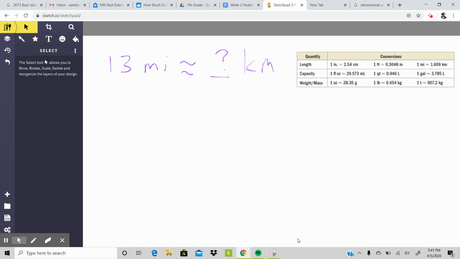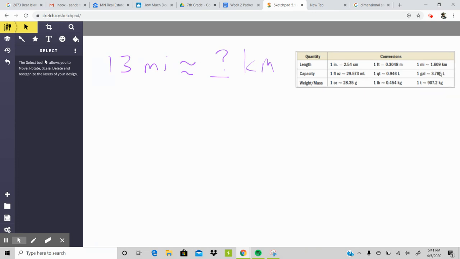In this first video, I'm going to show you how to go from the smaller of the two numbers, the left side of the equal sign. In this case, we're going from miles to kilometers. In another video, I'll show you how to go from the number on the right side, say from kilograms to pounds, the not so nice number to the nice number. But we're going to start off with miles to kilometers here.